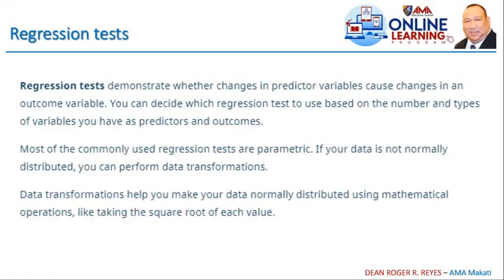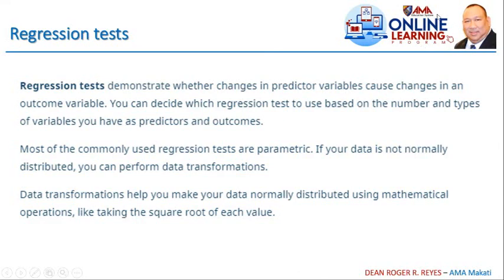We also have regression tests. Regression tests demonstrate whether change in predictor variables cause changes in an outcome variable. So ito ay for experimental researches. So meron tayong predictor, if you will remember the paradigm, predictor criterion, research paradigm. So meron tayong predictors, variables na we are assuming that predicts the outcome variable.